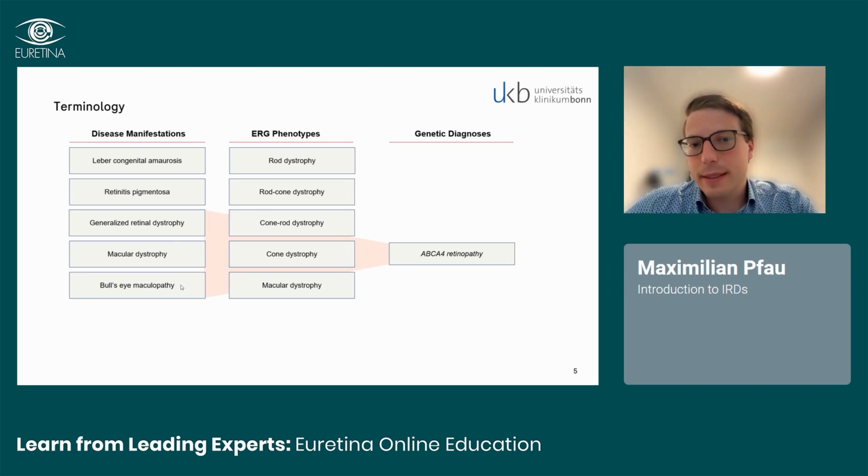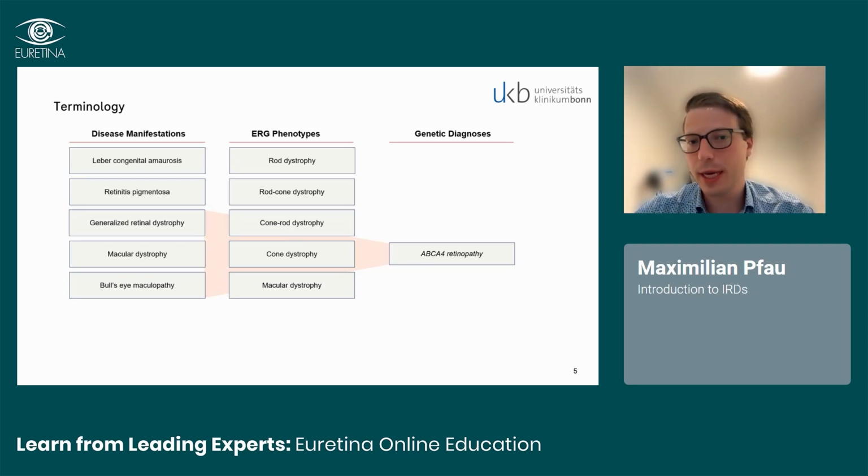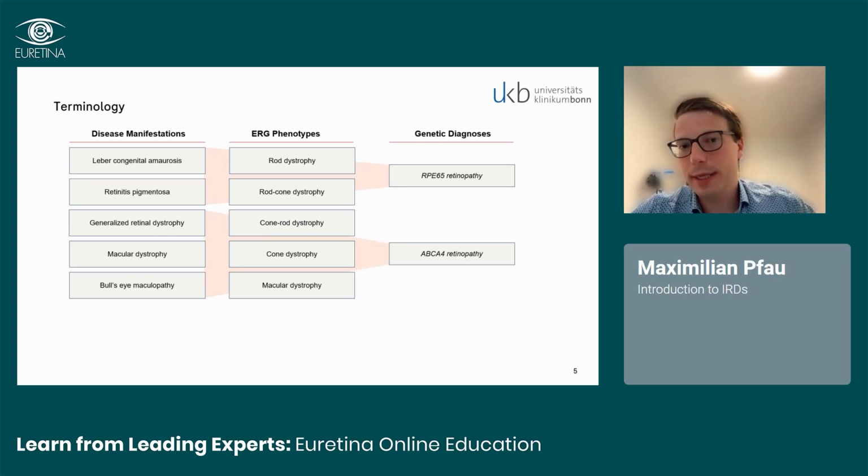So this 1961 mutation in ABCA4 typically results in this bullseye maculopathy, very macular center focused, and then other more severe forms of Stargardt disease can also end up with a cone rod dystrophy in the ERG and then also show a generalized dystrophy phenotype in imaging. Likewise, for example, RPE65 retinopathy can cause all types of disease severities ranging from LCA to retinitis pigmentosa.